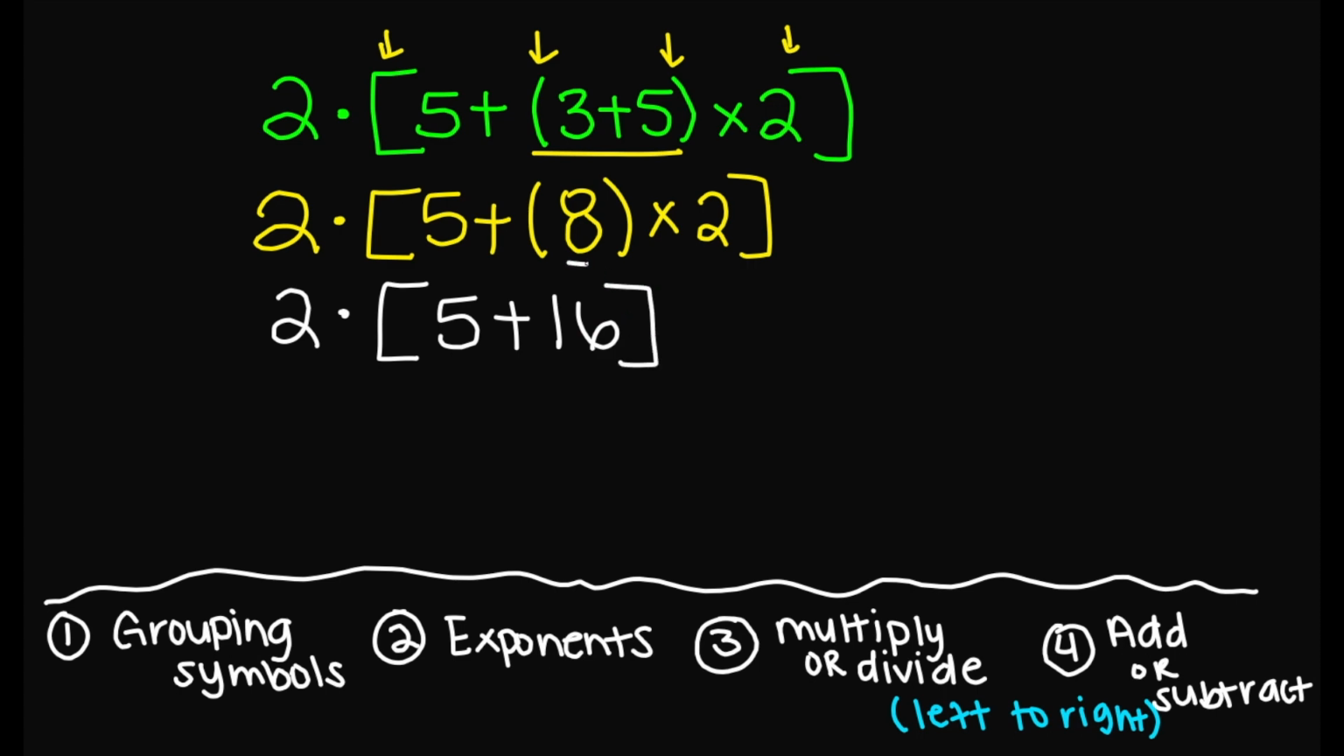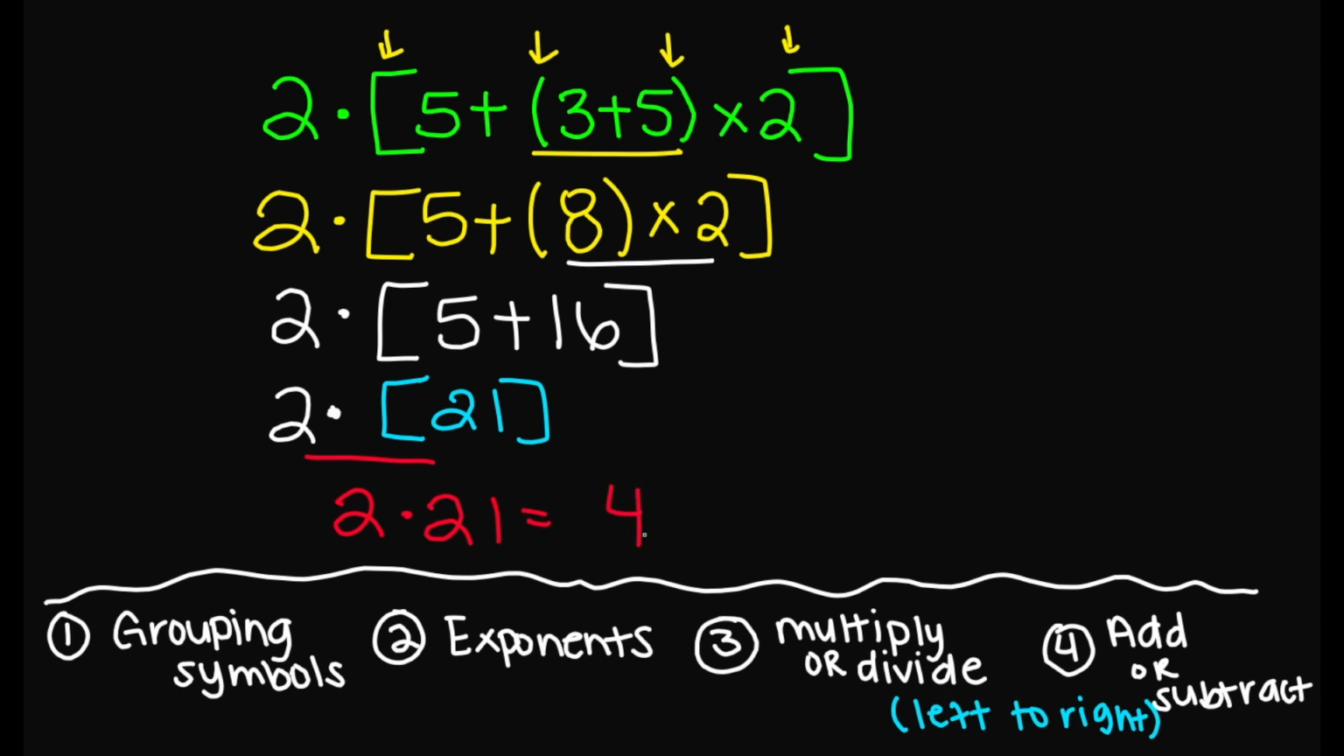Remember that multiplication comes before addition. And now inside my bracket, we have 2 times 5 plus 16. This is going to equal 21. And now we have 2 times 21. This is going to equal 42. So your final answer here is 42.